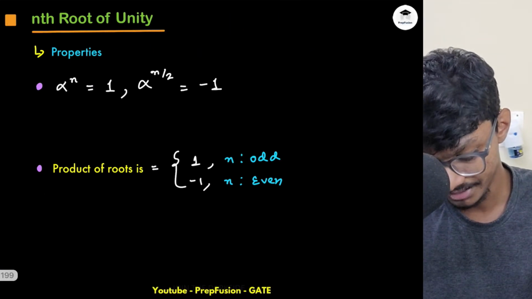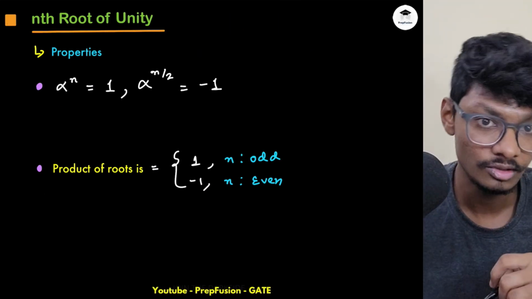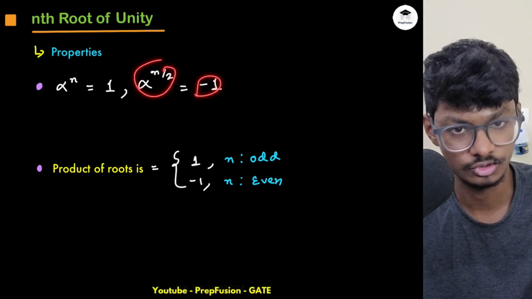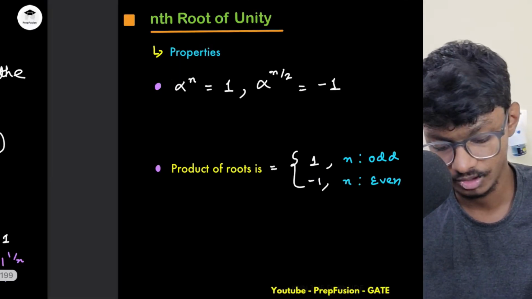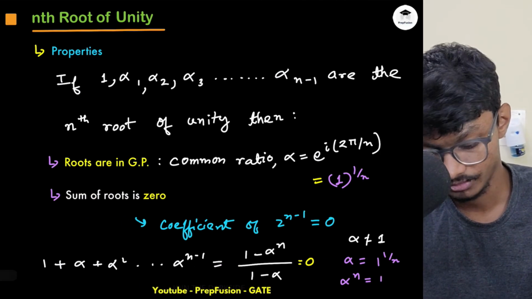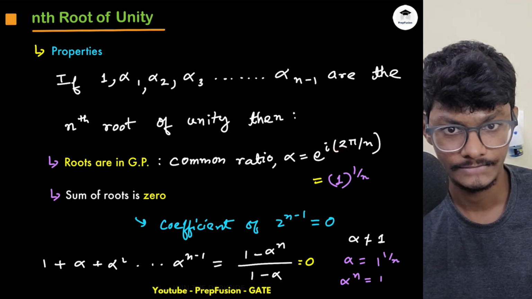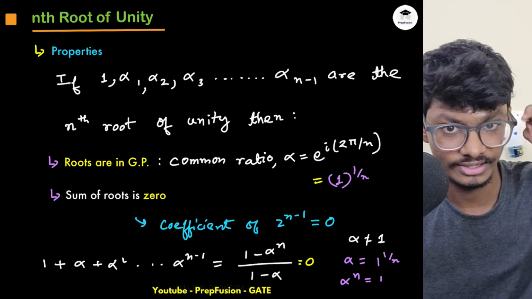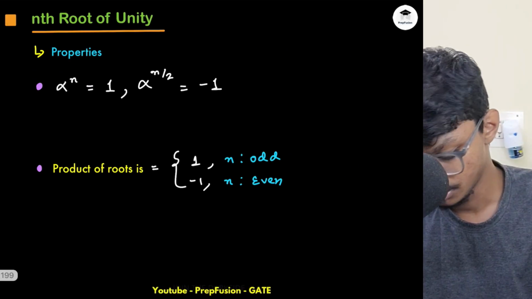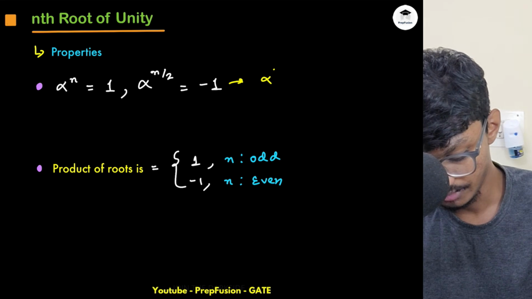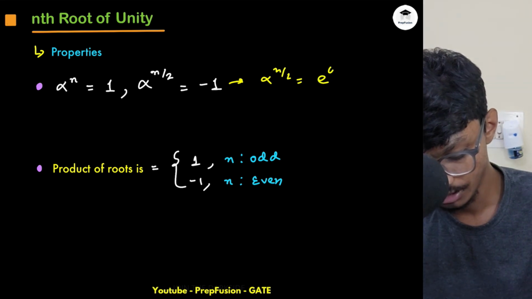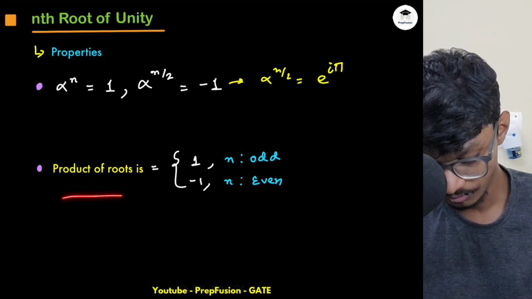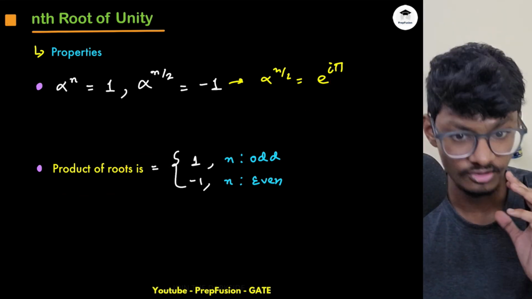Okay, there are a few more properties: alpha raised to power n will always be equal to 1, as I have just proved, and alpha raised to power n by 2 will always be equal to minus 1. Why is that the case? Because alpha is e raised to power 2 pi i by n. If you raise it to the power n by 2, it will be e raised to power i pi, and e raised to power i pi is simply minus 1. That is why. And obviously the product of roots, now this you have to take care of.